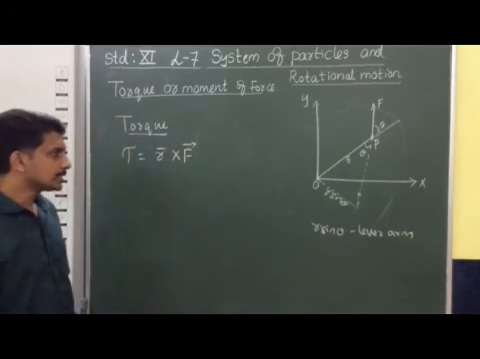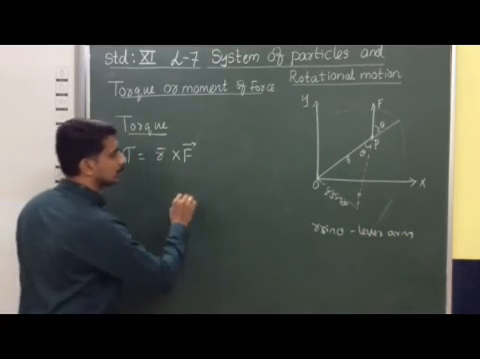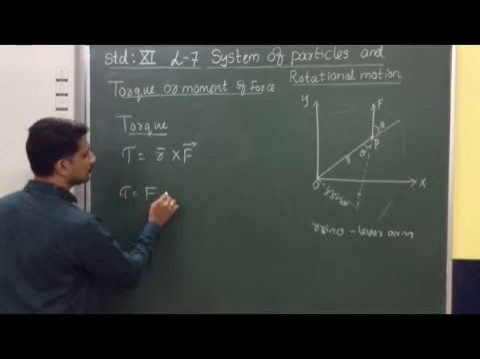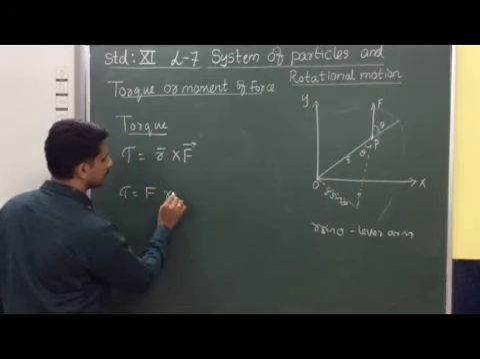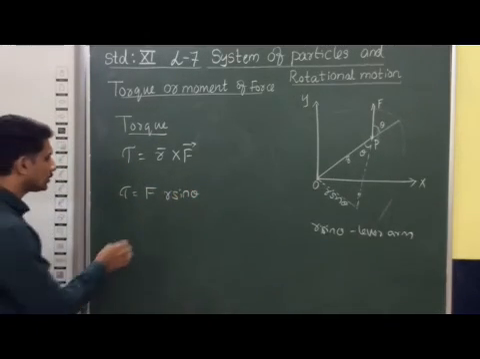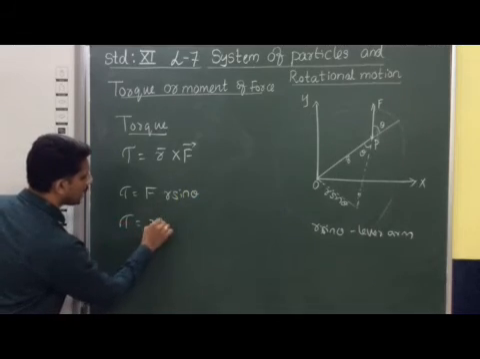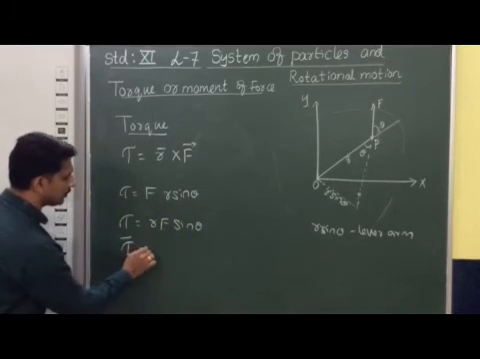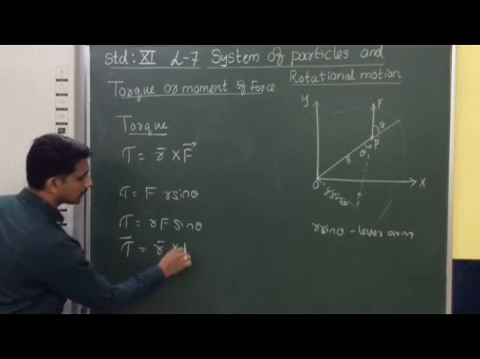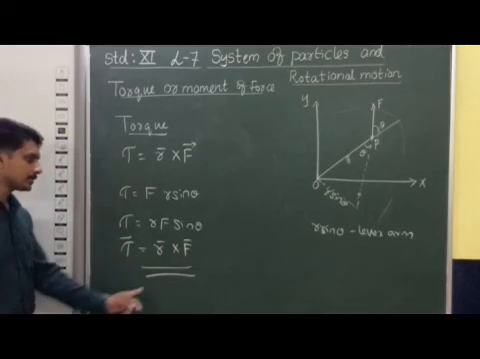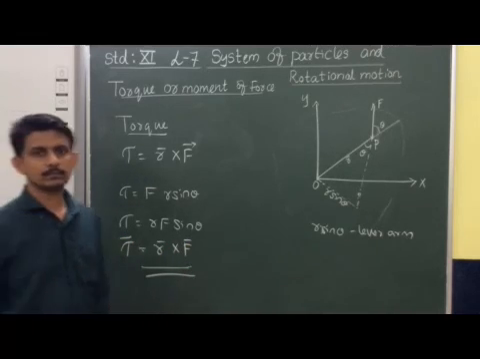So we can say, by one more method, that torque is the product of the magnitude of the force and this lever arm, r sin theta. So torque tau is equal to r F sin theta. Or we can say torque tau in vector form is tau equal to r cross F. This is the way we can represent the torque acting on this particle.